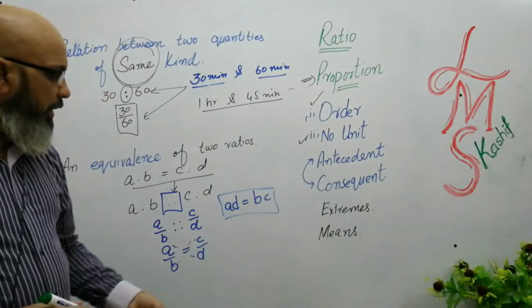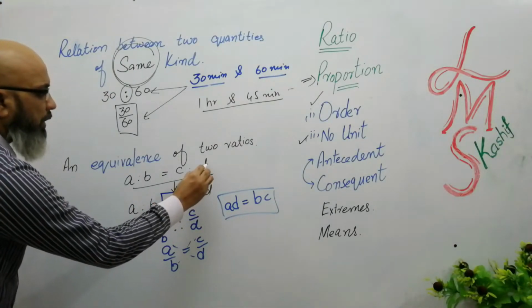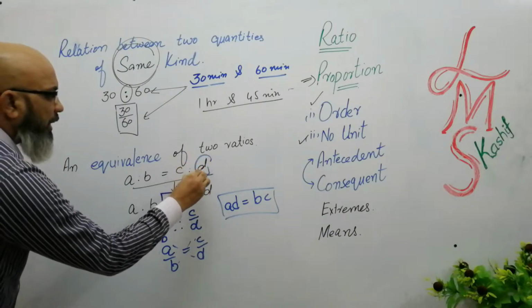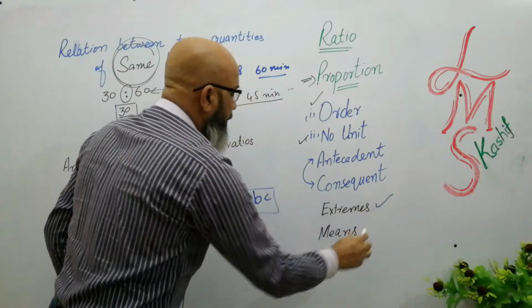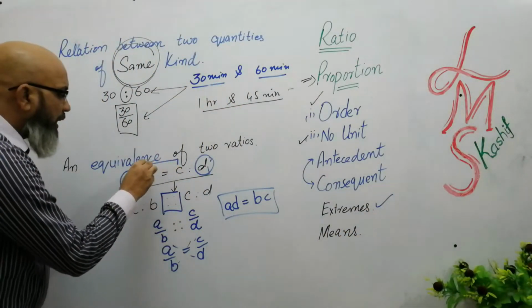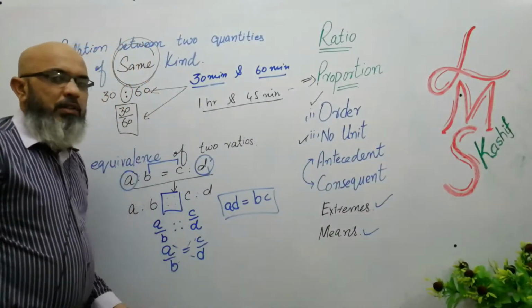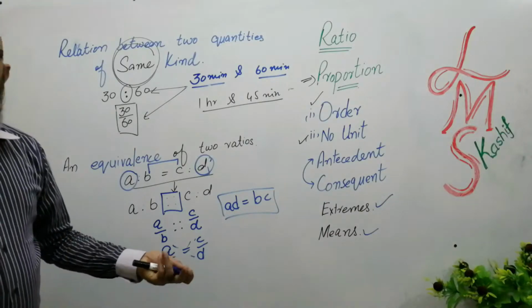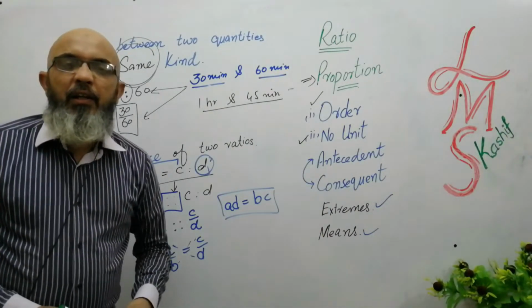There is another thing. When we write in proportion form, these are the end terms. The end terms are called extremes. What do we call these end terms? Extremes. And these two middle terms are called means. Keep these words in your mind, because we use them again and again in this chapter.